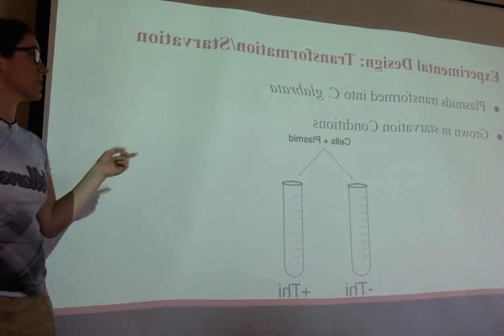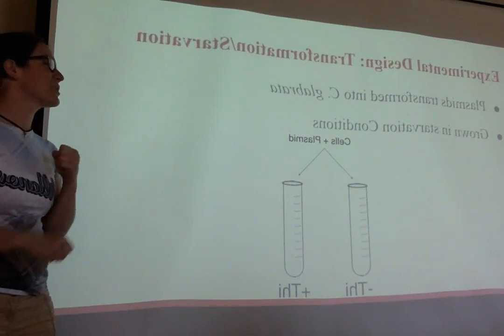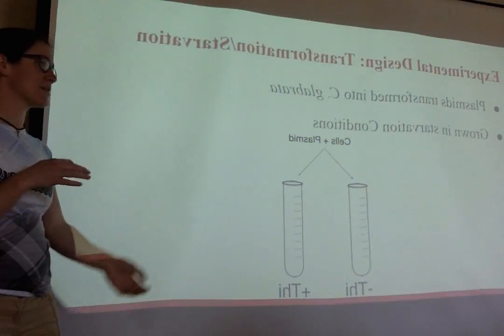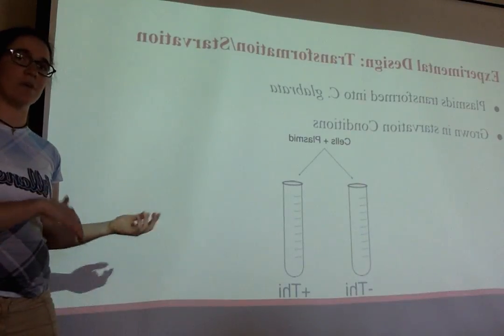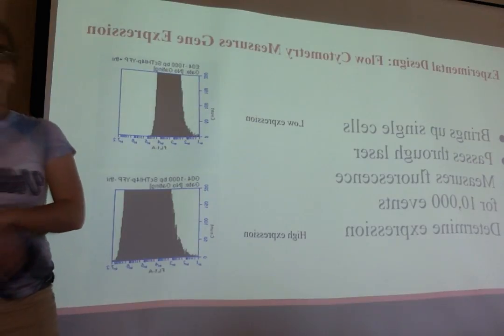Once they're transformed into Candida glabrata cells, they'll be grown in starvation conditions of plus and minus Thy. Plus Thy is the control, minus Thy is what I'm actually looking at. And then I will do flow cytometry.